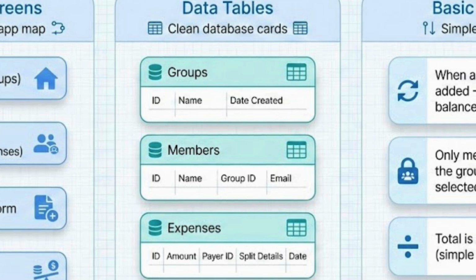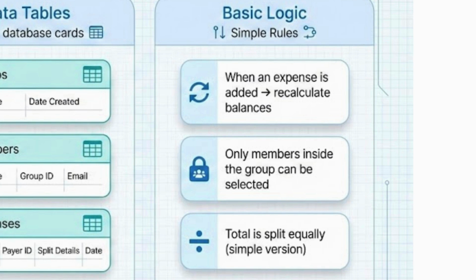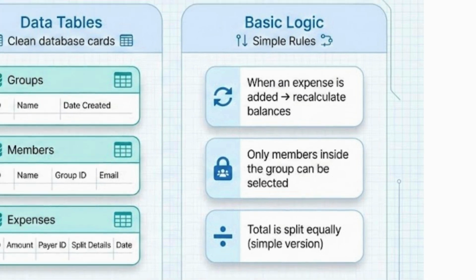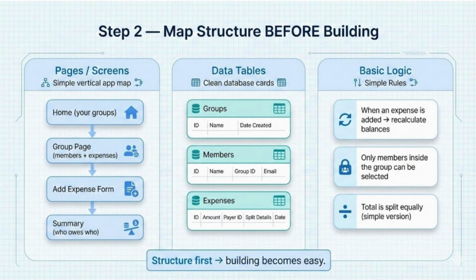Third, map the basic logic. This is the cause and effect part. For example, when something is added, something updates. When a user clicks a button, something happens. This is important because without logic, the AI might build a nice UI, but the app won't actually work. So step 2 is basically screens, data, and logic. And when you give AI this kind of structure, it stops guessing and starts building exactly what you want.